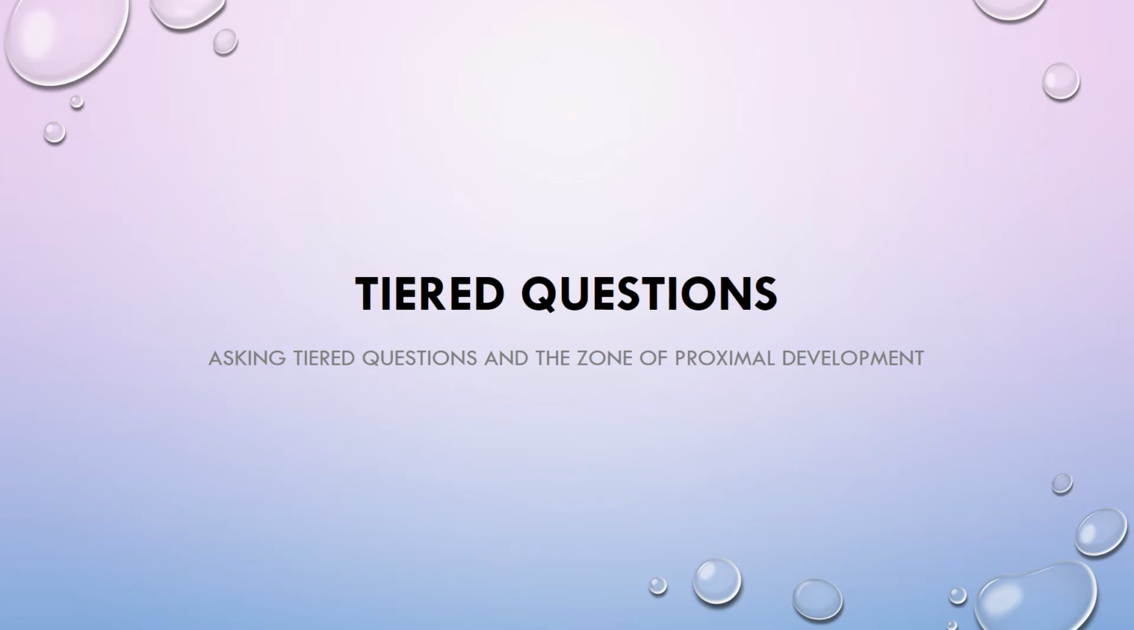In this section, I will go over tiered questions and Vygotsky's zone of proximal development. Tiered questions is a strategy teachers can use to ask questions associated to a student's stage of second language acquisition. Now more than ever, teachers need to possess knowledge about the stages of second language acquisition.